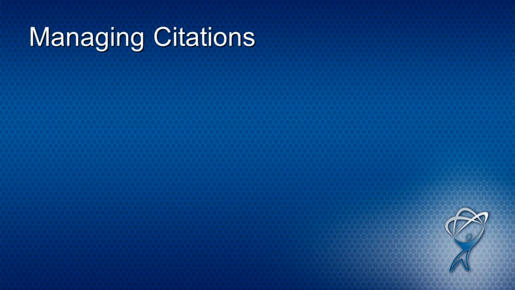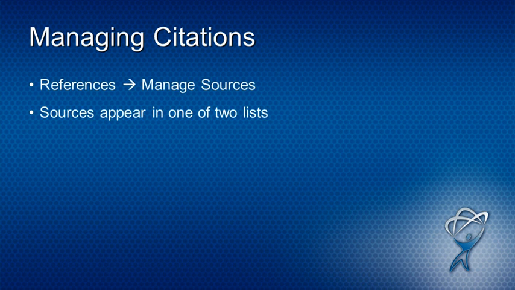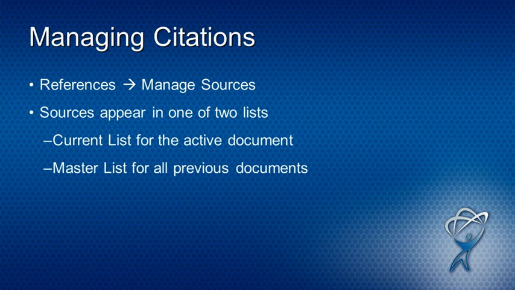When it comes to managing citations, we're going to do that by clicking on Manage Sources. The sources appear in one of 2 lists. There's a current list for those that are in the active document, and there's also a master list for all of your previous documents. So if you've utilized an article, for example, in a previous paper, and now you want to reference it in this paper, you can simply copy it from the master list to your current list.